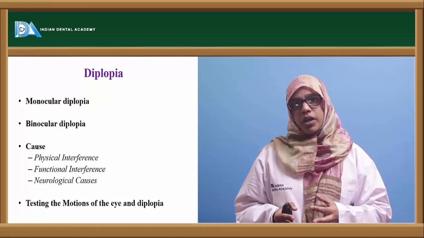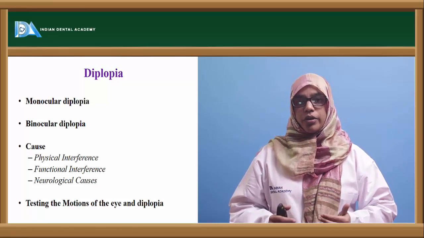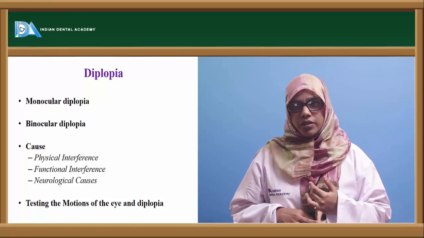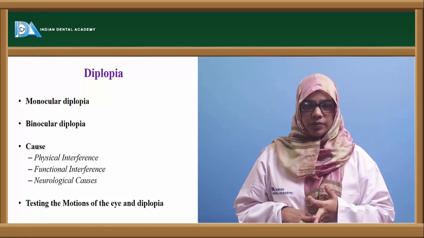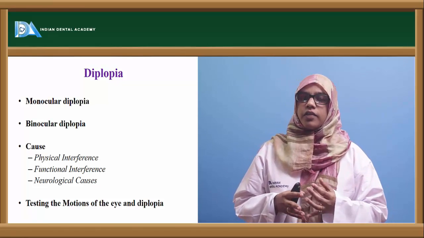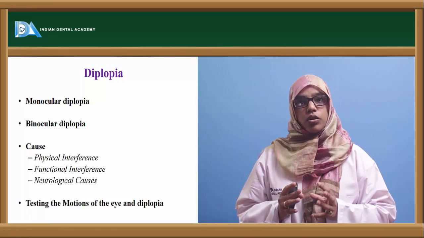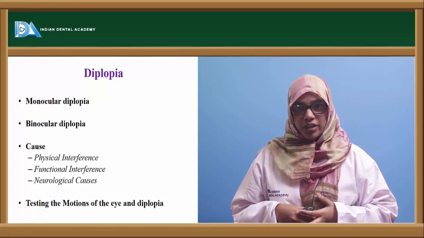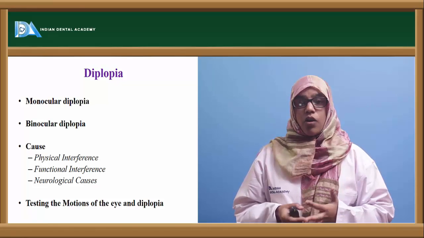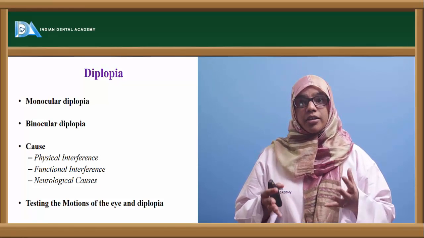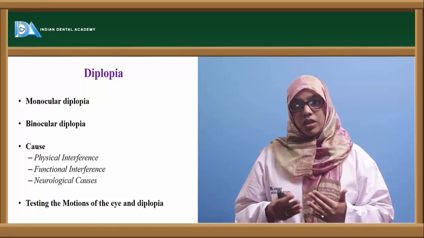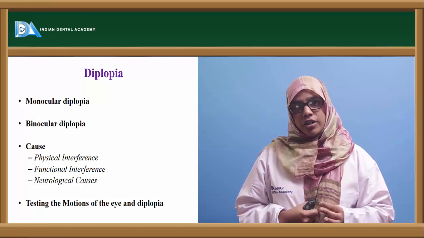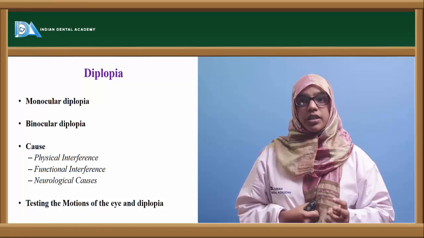Whereas binocular diplopia is when the patient sees double vision or blurred vision with both eyes. Now binocular diplopia can be because of physical interference, functional interference or neurological causes. Physical interference is the presence of edema in the extraocular muscles, or the extraocular muscles get entrapped into the fracture, into the floor of the orbit, or there is herniation of the periorbital content into the sinus wall. Now all of these are physical interferences that could alter the globe position and result in diplopia.